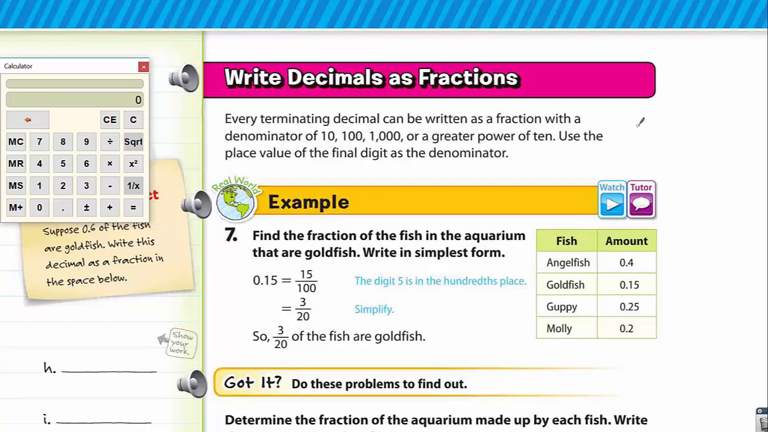Let's just put it right up here. 15 over 100. Well, 3 goes into both of those. So we're going to take that and we're going to divide by 3 on the top and the bottom.